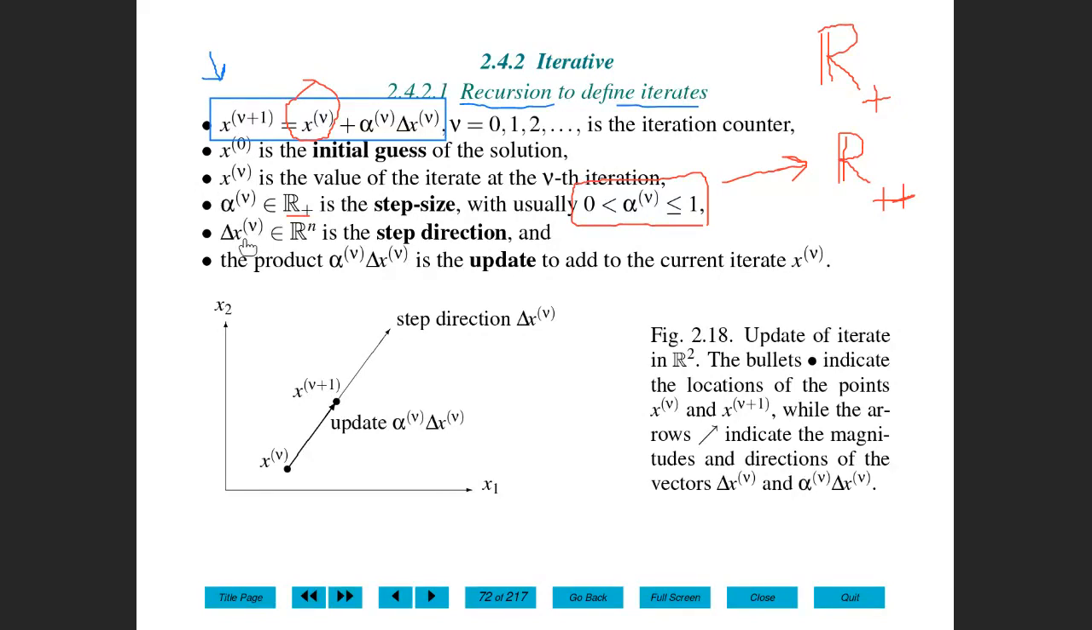Anyways, for the time being, we can just say this delta x is a step direction. Now this is a step direction, the delta x, because what happens is it can be positive. If it is positive, the impact will be positive. If this is negative, the impact will be negative.